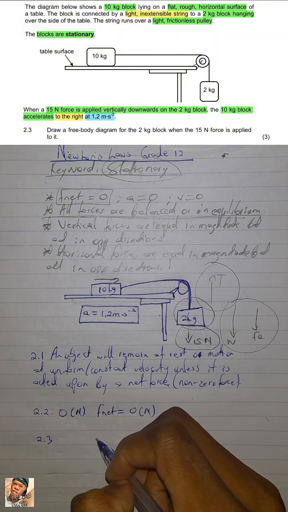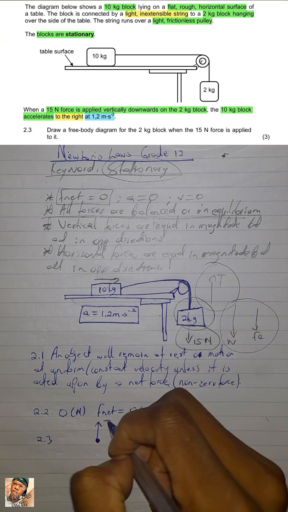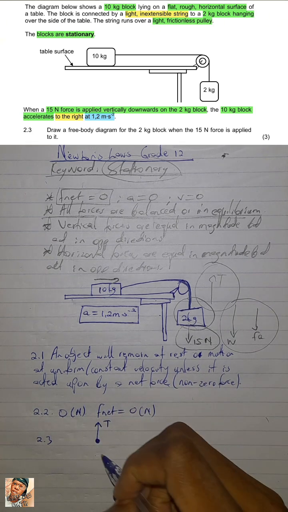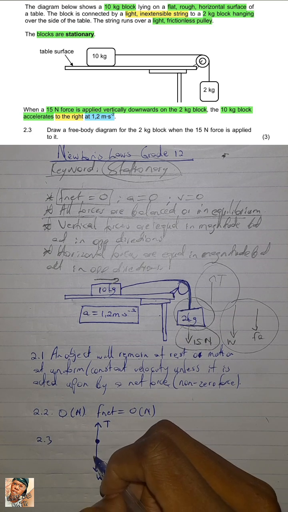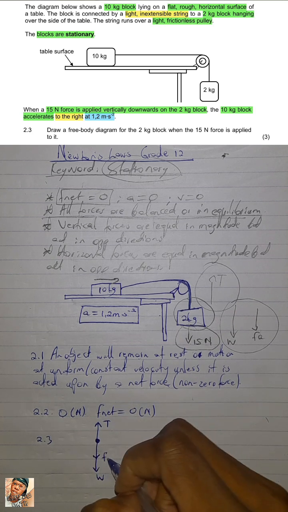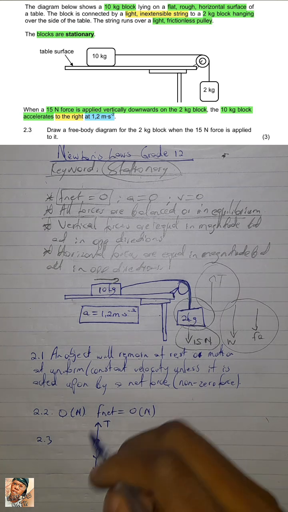So 2.3, the free body diagram of this 2 kg block looks like this. Of course, we're going to represent this block by a dot, because this is a free body diagram, and we have the vertical forces only. So we have the tension force acting upward, so we're going to write T right there. Then we have the weight, or the gravitational force, acting downward, but we also have the applied force acting downward. Now we have 1, 2, 3 forces. So this is how you draw your free body diagram.